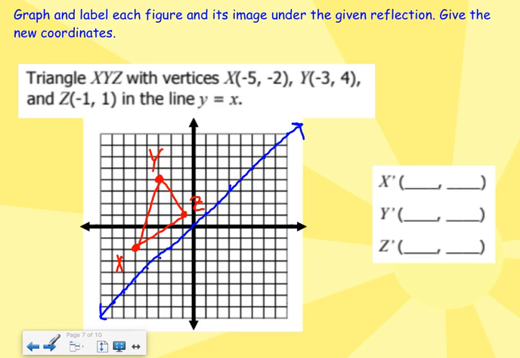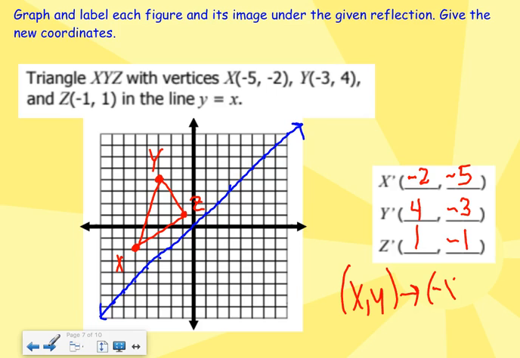Does anyone have a guess what's going to happen to your ordered pairs? They're gonna flip. So just flip your ordered pairs and then plot them. That's the easiest way to do it. So x would really be -2, -5. Y prime, 4, -3. Z prime, 1, -1.